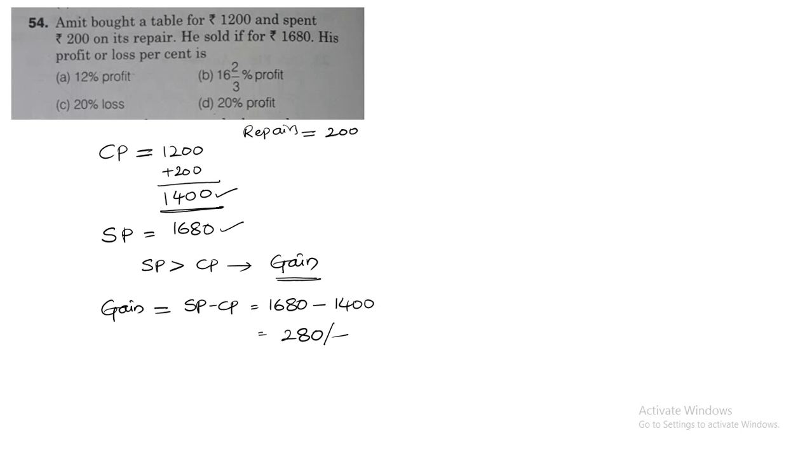What is he asking? Profit percent or loss percent? So what is the formula of profit percent? So profit percentage is equal to profit by CP, so by cost price into 100. So this is the formula that you need to remember, right? So profit is always calculated on cost price. In the same way, loss percentage is also calculated on cost price only, right?